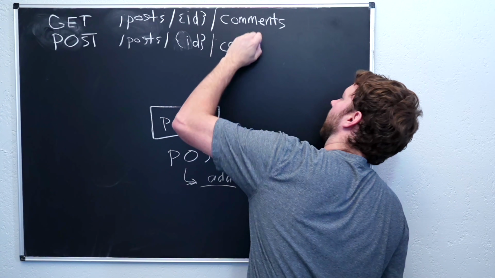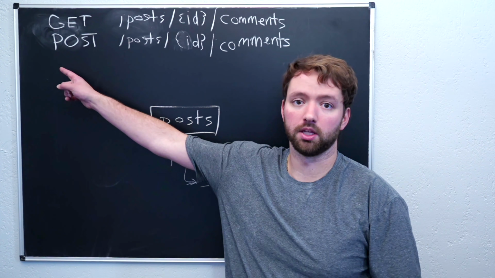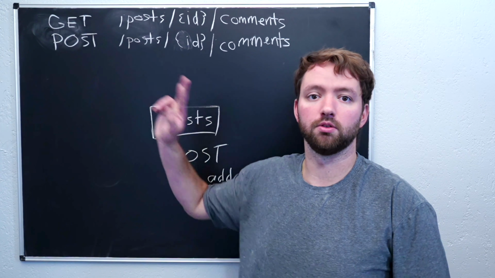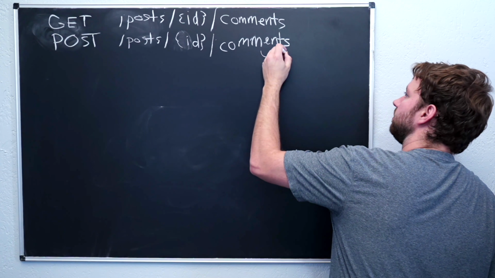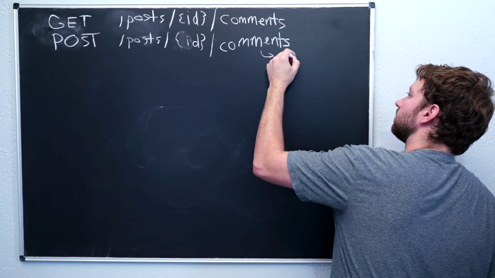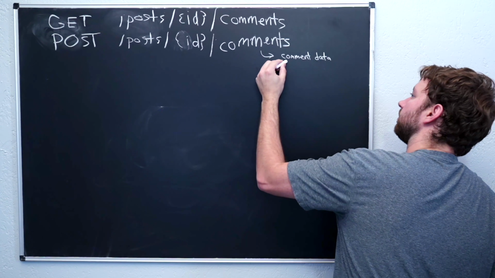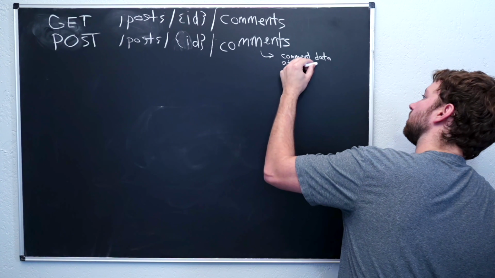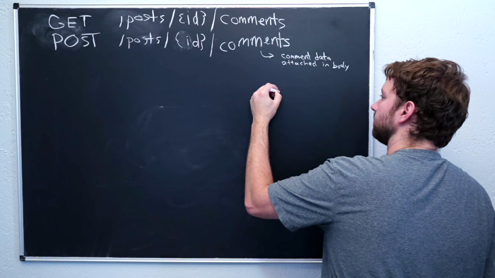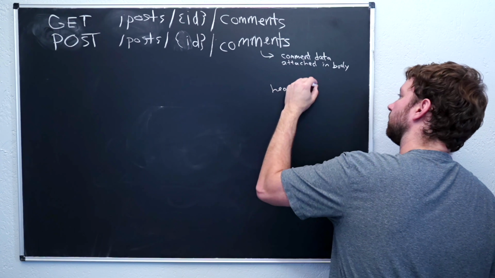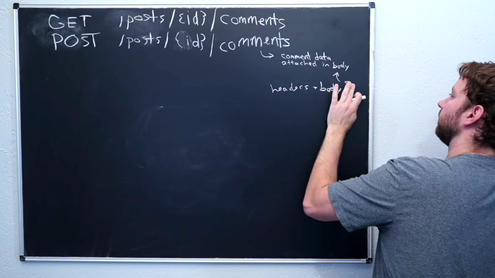So it'll be the same exact URL structure. The only change here is the method that we used. So the method is used to tell the server what we're trying to do. Because we're adding some new data, we will need to attach the comment data itself in the body. So when you make a request, you'll have headers and you'll have the body. So that's where the actual JSON goes.